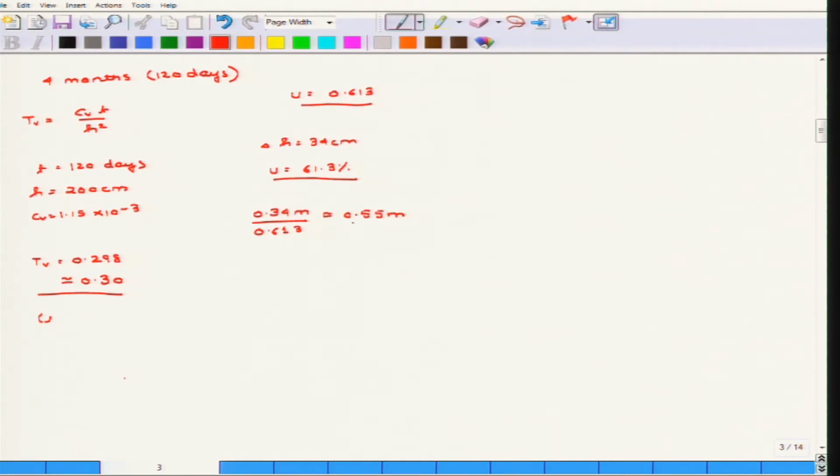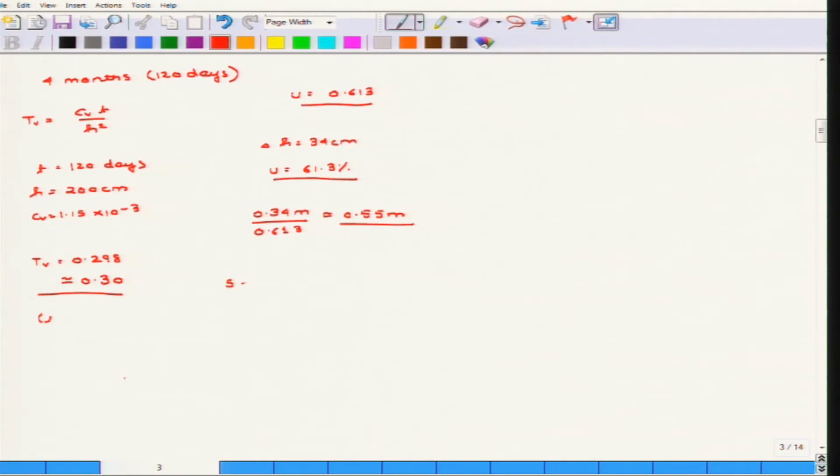0.55 meter. So, now this 0.55 meter is the total settlement. The settlement of 34 centimeter corresponds to 61.3% of the settlement S that would be obtained under heavier surcharge. So, in this case the total settlement would be equivalent to 55 centimeter.